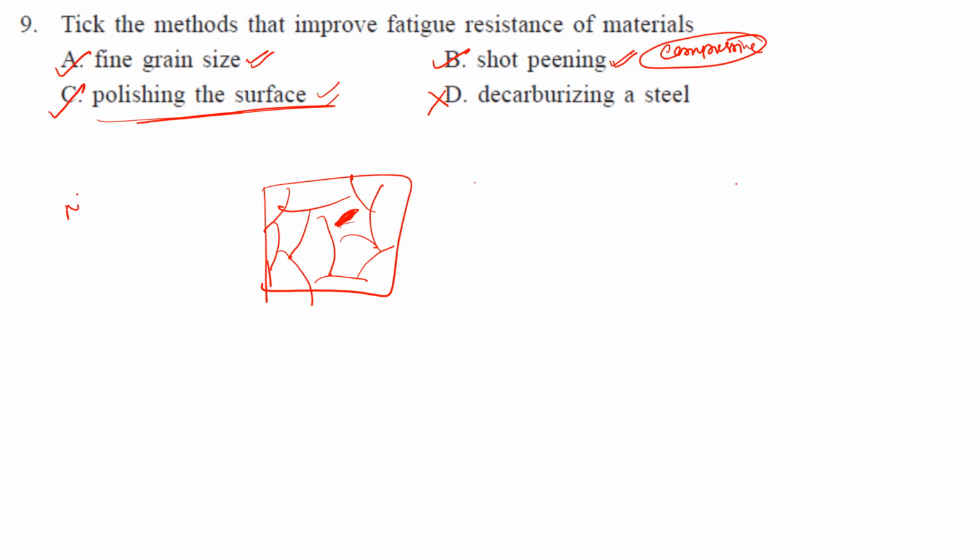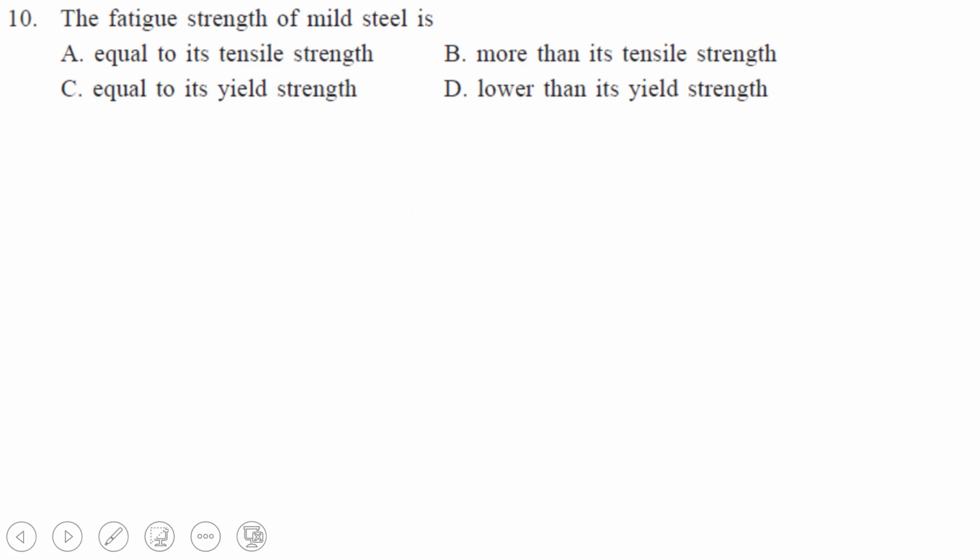So this is a type of MSQ, multiple select question. Okay. The fatigue strength of mild steel is equal to its tensile strength, more than its tensile strength, equal to its yield strength, or lower than it. So yes, it is lower than its yield strength. Okay. So I hope this will help you for your GATE preparation.